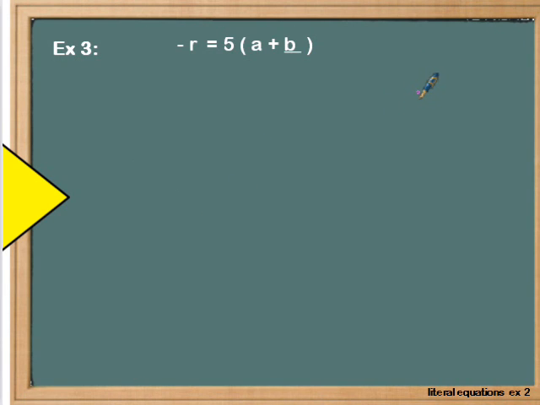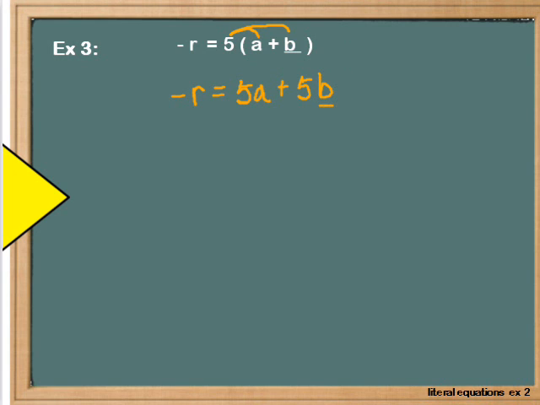So here we are with example 3, where we have negative r equals 5 times the quantity a plus b. The b is underlined, so that's what we're solving for. The quantity, or the parentheses, tell us to distribute. So we're going to take that 5 and distribute it to the a, and we're going to distribute it to the b. So we're going to have negative r equals 5a plus 5b.